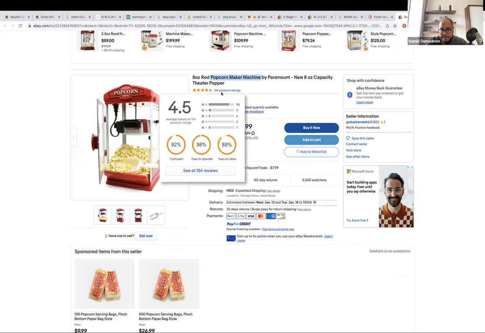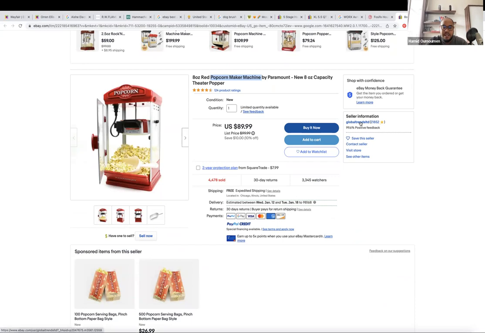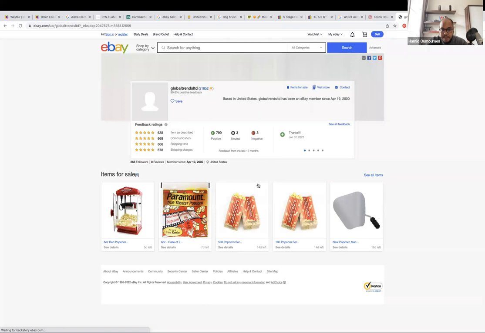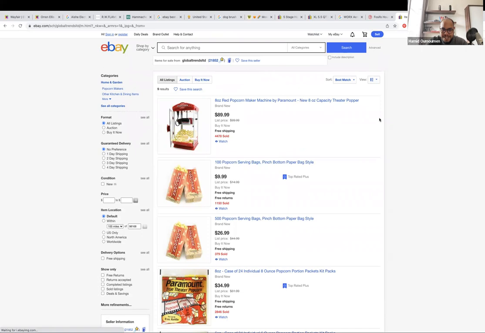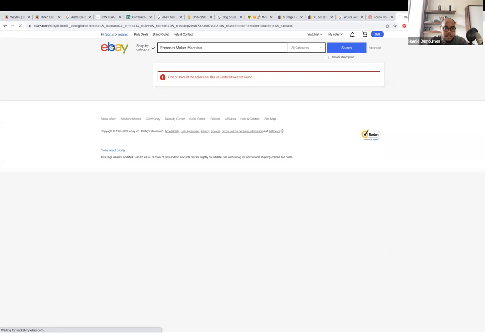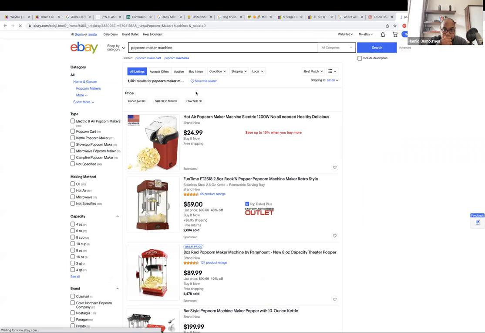Let's check also the other thing that I do every time, which is checking the sellers on eBay. For example, I find this product, let's check the seller and see what they sell also. Okay, for this one, I see it's 100% selling popcorn. Let's write here popcorn maker machine. I will go back to the home page, then write popcorn maker machine, then try to find other sellers that are selling it.